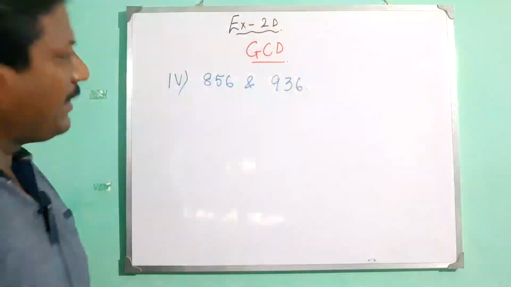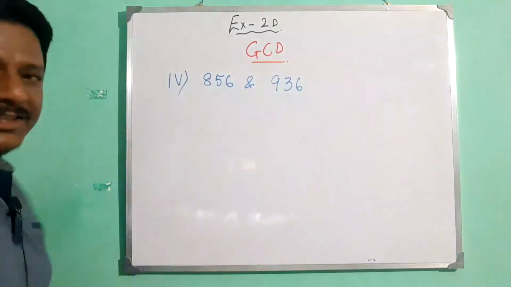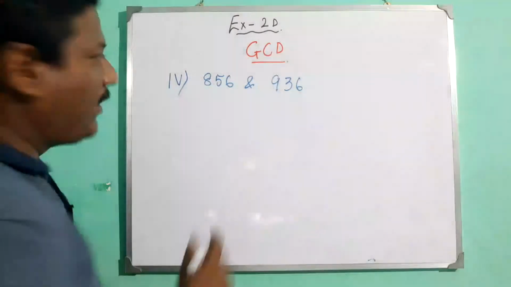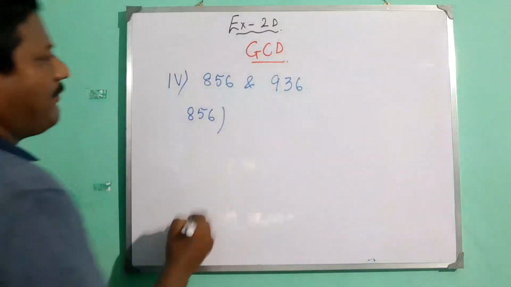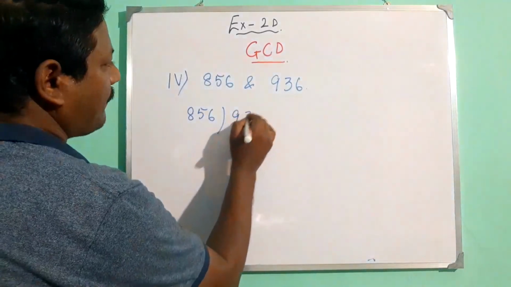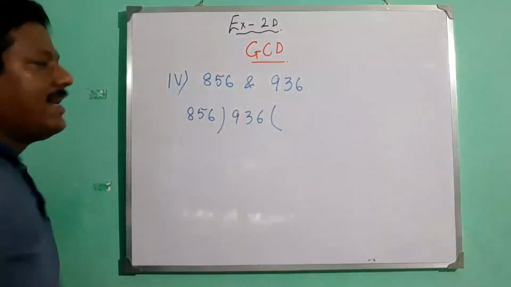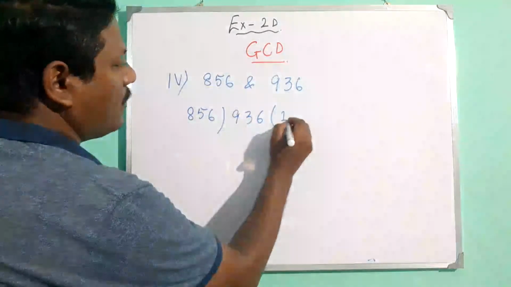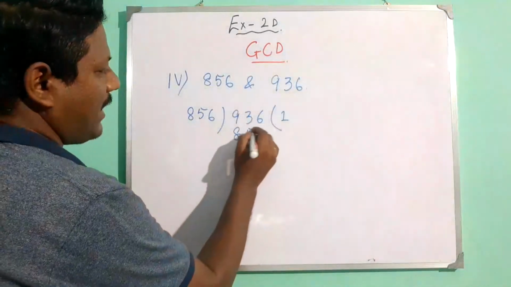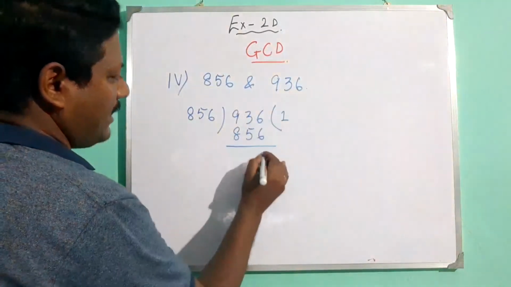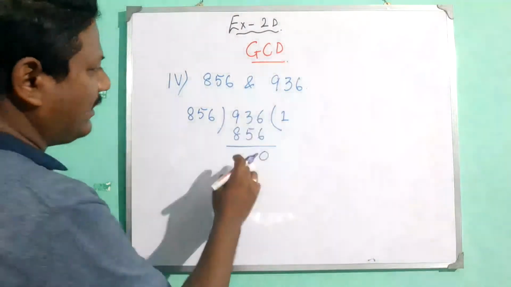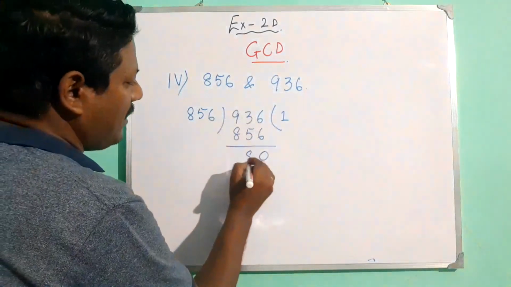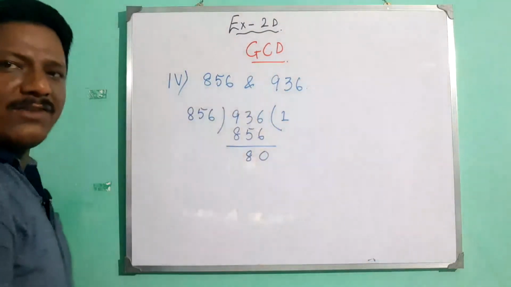So let us do over here. Again I said divide the bigger one with the help of the smaller. So we will divide 936 with 856. I know it will go only once. 8, 5, 6. So 6 minus 6, it is 0. And 13 minus 5 will be 8. And here 8 minus 8 will be 0.